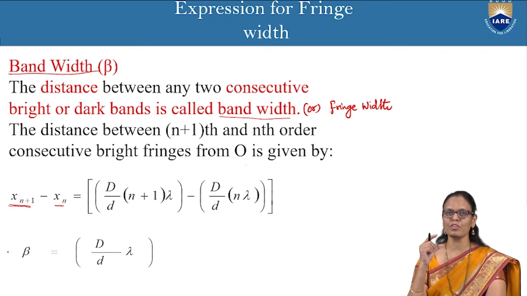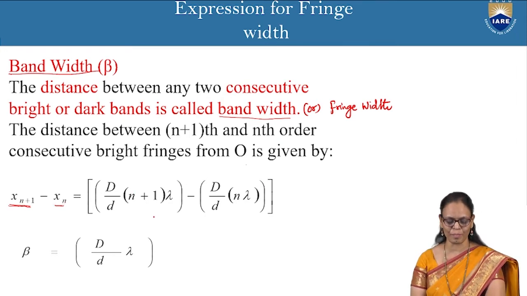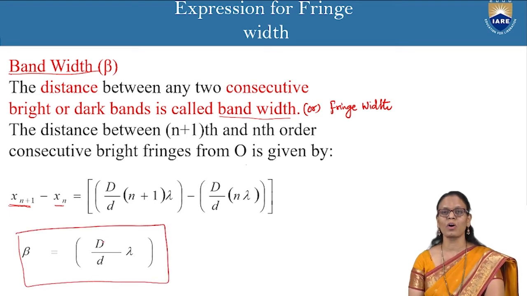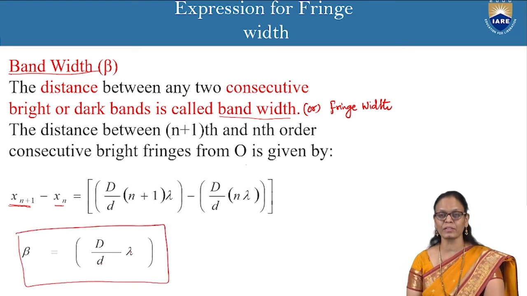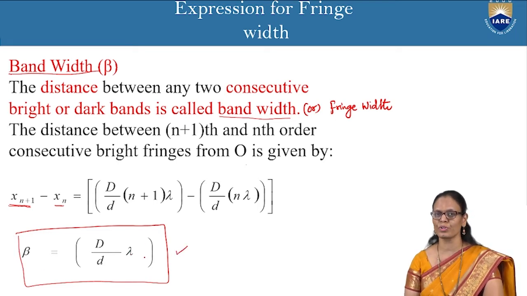So if we want to find the bandwidth, we do xn+1 minus xn. We substitute in the formula and we get beta is equal to capital D by small d into lambda. So this is the formula we are going to use.